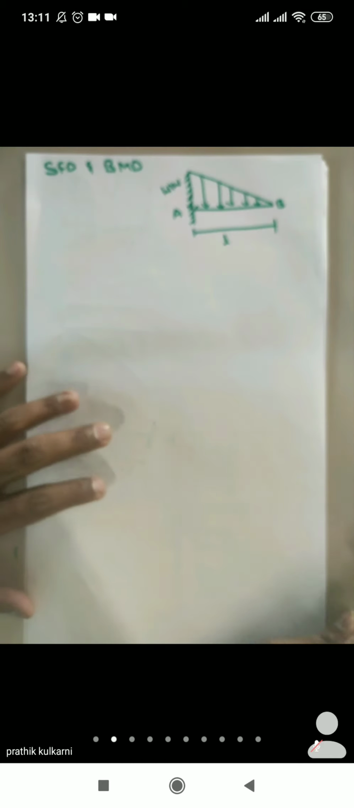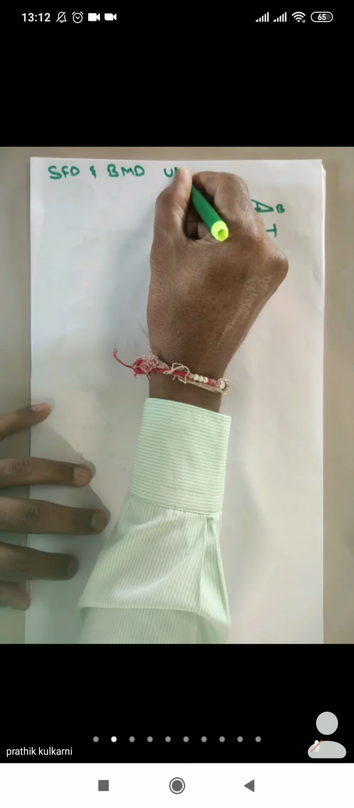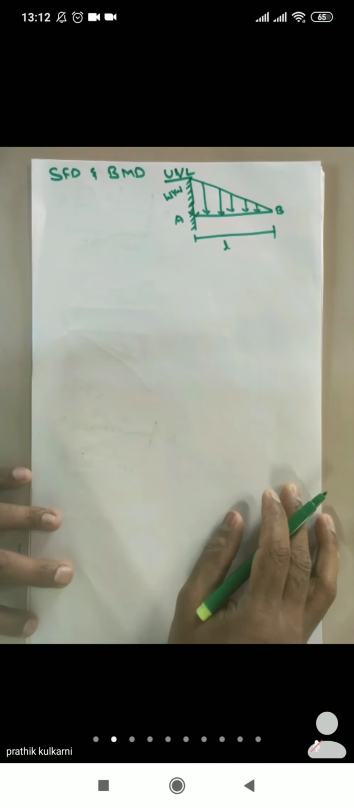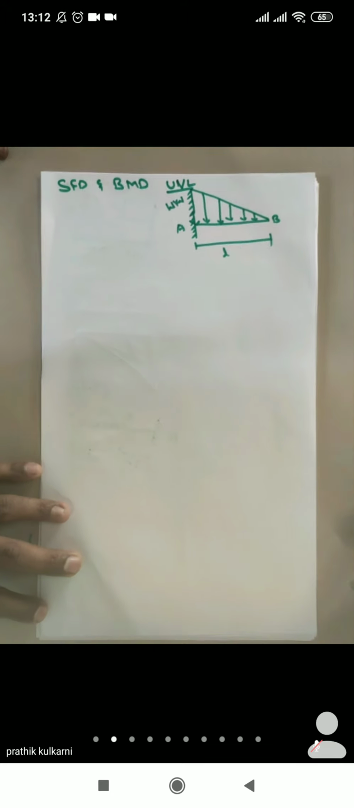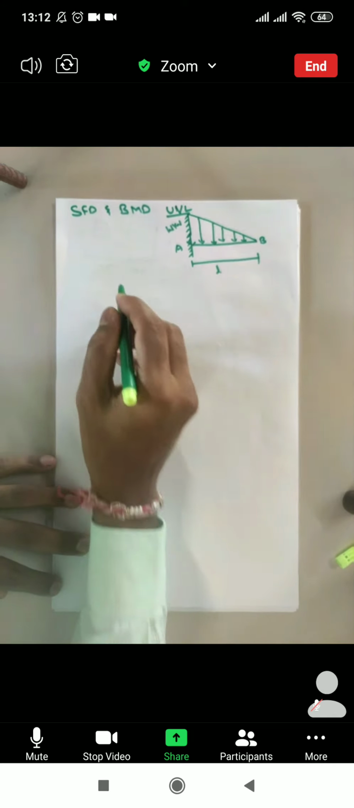Now here you can see we'll solve a problem for the shear force and bending moment diagram for a cantilever beam carrying a UVL, which is a uniformly varying load. For this one you have to solve the SFD and BMD.